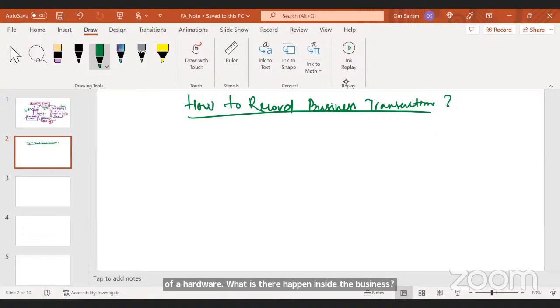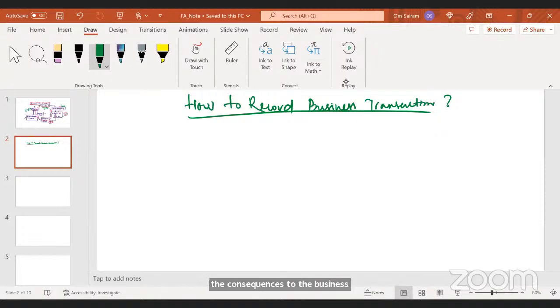So a transaction may be external or internal. I am selling goods to you, you are the customer; that is external. A transaction may be internal; let's say I am paying salary to my manager. That is internal. But events are always internal, because these are all internal happenings, internal occurrences. Because of the occurrence, what are the consequences to the business?